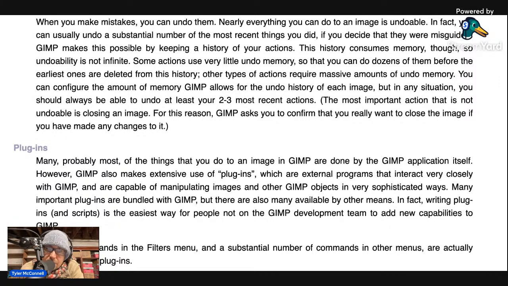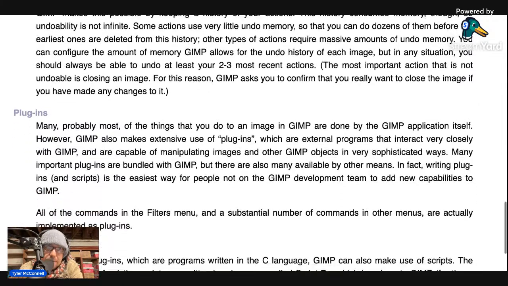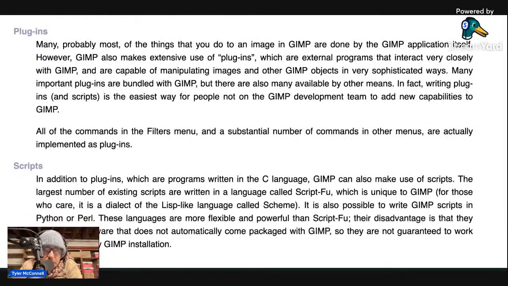You can configure the amount of memory GIMP allows for the undo history of each image, but in any situation, you should always be able to undo at least your 2 to 3 most recent actions. The most important action that is not undoable is closing an image. For this reason, GIMP asks you to confirm that you really want to close the image if you made any changes to it.